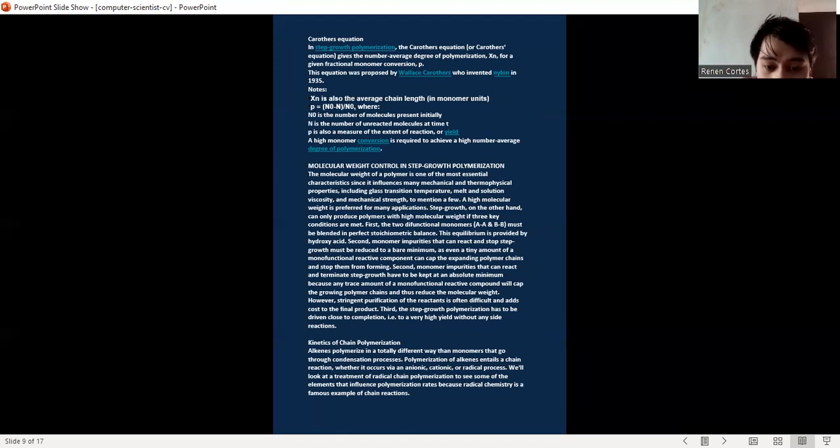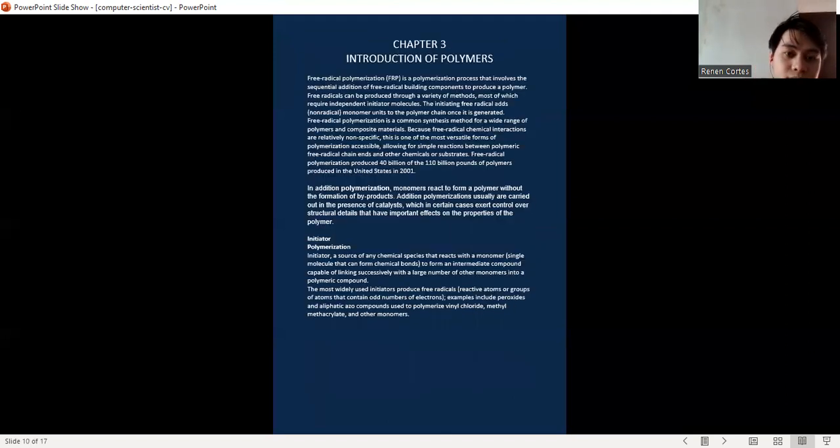For kinetics of chain polymerization, alkenes polymerize in a totally different way than monomers that go through condensation processes. Polymerization of alkenes entails a chain reaction, whether it occurs via an anionic, cationic, or radical process. We'll look at the treatment of radical chain polymerization to see some of the elements that influence polymerization rates, because radical chemistry is a famous example of chain reaction.